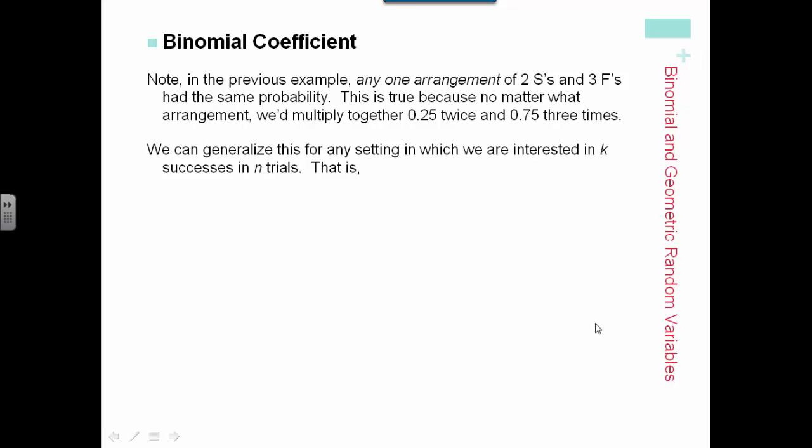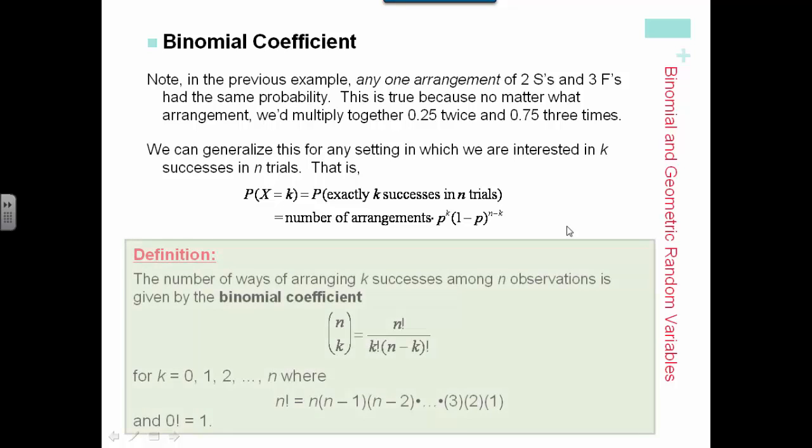Note, in the previous example, any one arrangement of 2 successes and 3 failures had the same probability. This is true because no matter what arrangement, we'd multiply together 0.25 twice and 0.75 3 times. We can generalize this for any setting in which we're interested in k successes in n trials. That is, the probability x equals k, the probability of exactly k successes in n trials, equals the number of arrangements times p to the k times 1 minus p to the n minus k.